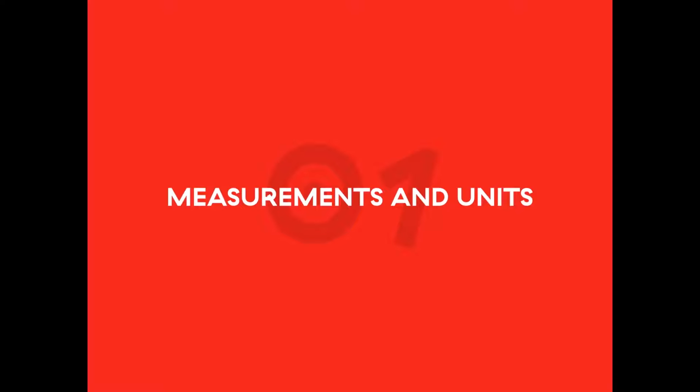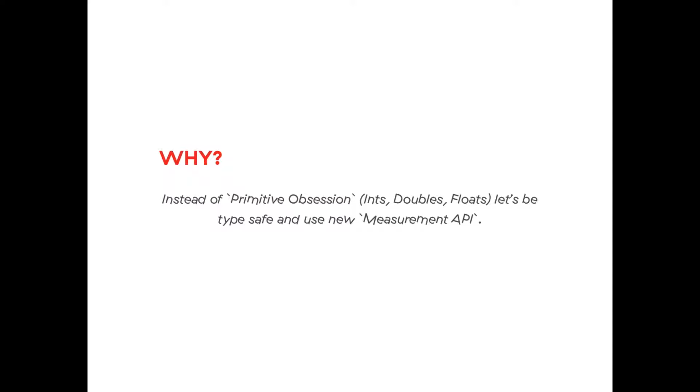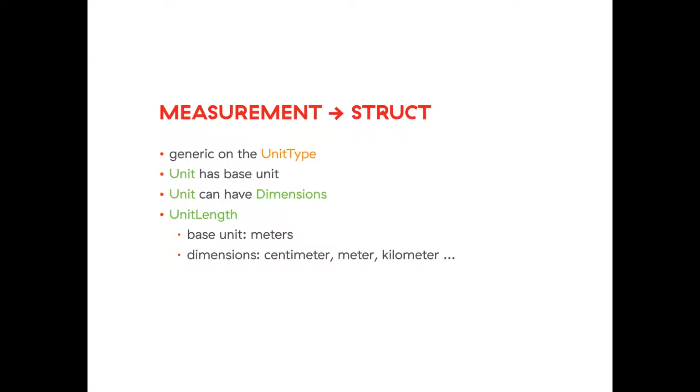Before Swift 3.0, if you wanted to represent some kind of measurement, you would use primitive types, which, if you Google it a bit, is called primitive obsession, and it's considered a bad code smell. In Swift 3, we have a measurement API. This measurement API is basically a struct, which is generic on unit type. Unit type is something that can represent some kind of measurement. Basically, it will have a base unit and dimension.